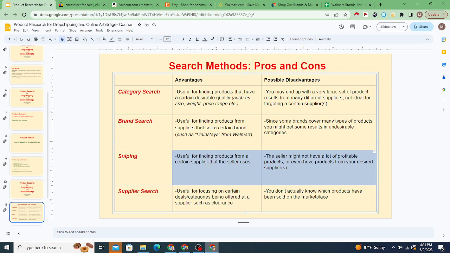However, there are some possible disadvantages or cons to sniping as well. From my experience, one is that the seller might not actually have a lot of profitable products, or they may not even have products from the particular suppliers that you might be looking for. But again, these things are not necessarily a problem. It's just something that we should be aware of. We should be aware of the advantages and disadvantages of the method that we use when we're searching for products.